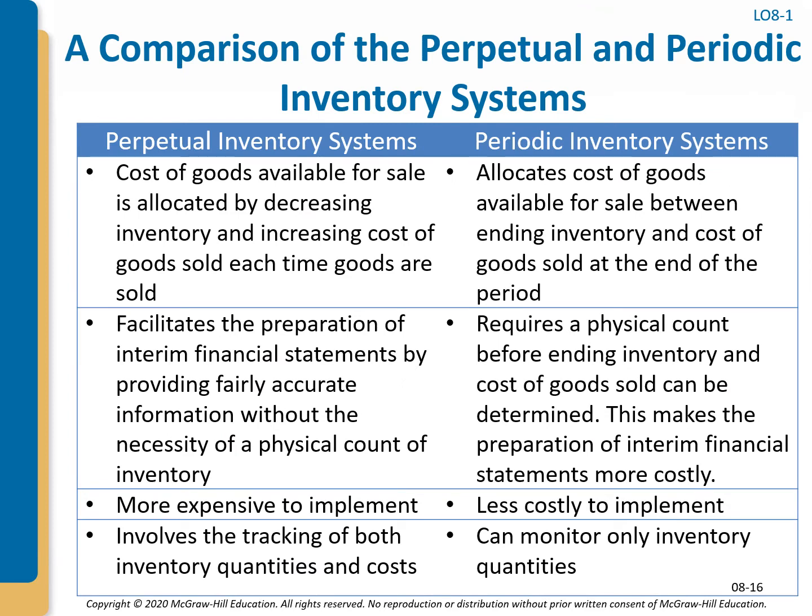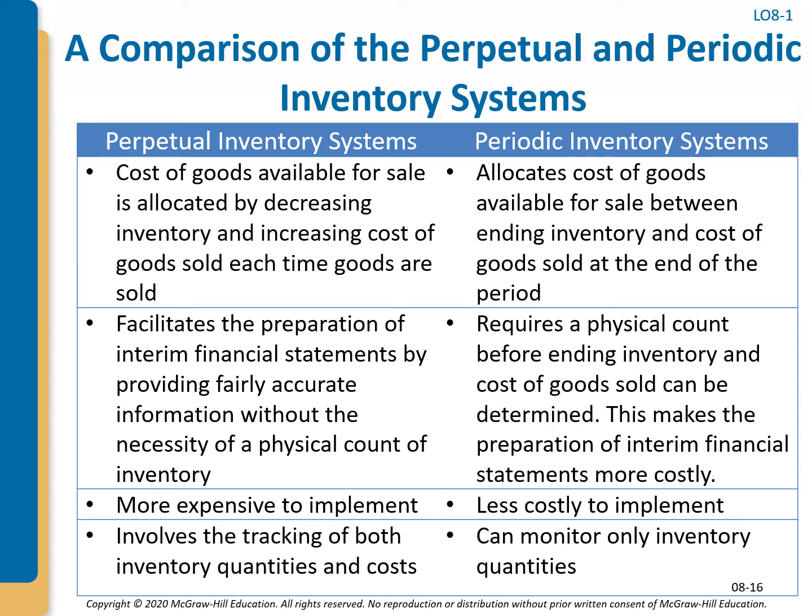Now that we know what the perpetual and the periodic inventory systems are, let's compare the two. We'll start with the perpetual system. Cost of goods available for sale is allocated by decreasing inventory and increasing cost of goods sold each time goods are sold. The key word here is perpetual. Every time goods are sold, the inventory account is edited and cost of goods sold is also edited.